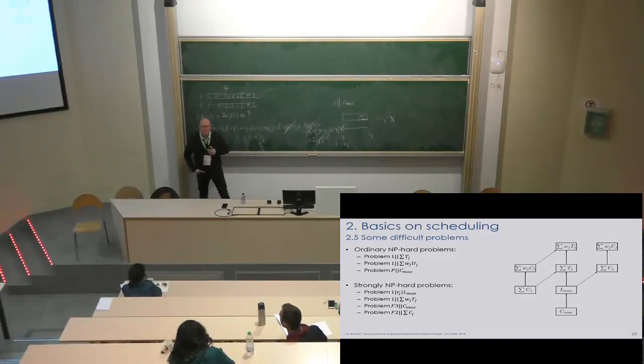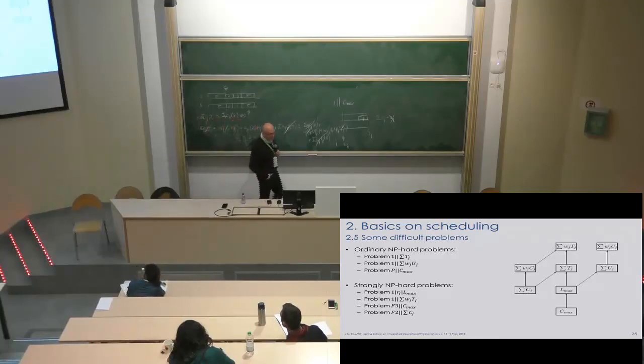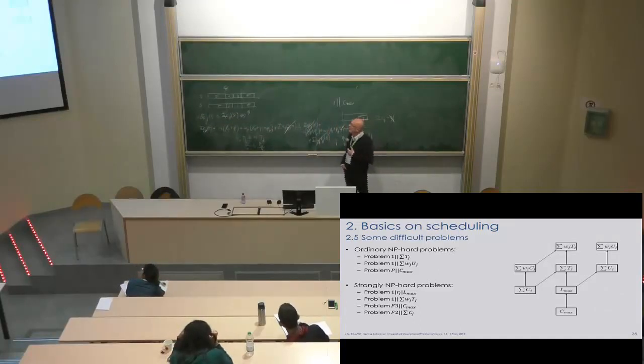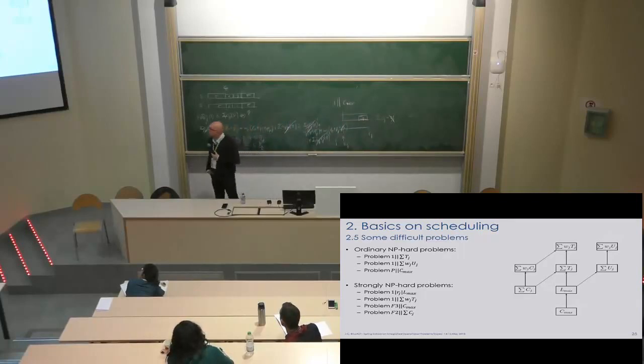Minimizing the total tardiness is difficult. Minimizing the weighted number of late jobs is difficult. Minimizing for parallel machines the max span is difficult. These problems are ordinary NP-hard, and generally we solve these problems by dynamic programming.